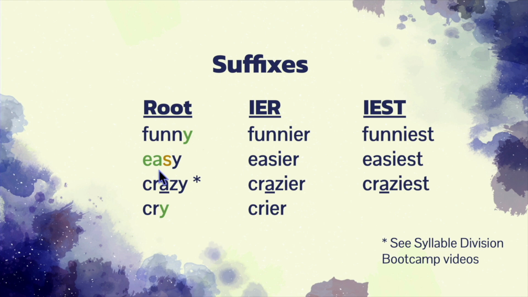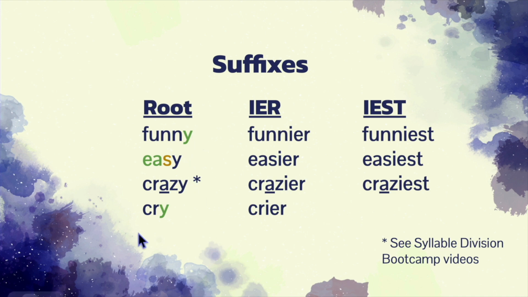This EA is going to use its most common sound of E, and the S will have the Z sound. Easy, easier, easiest. In this lesson, all of the underlined vowels will have their long sound. If you want to understand why that is, watch the videos in my syllable division boot camps. So here we have crazy, crazier, craziest.